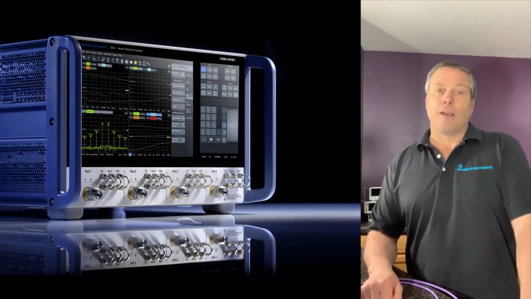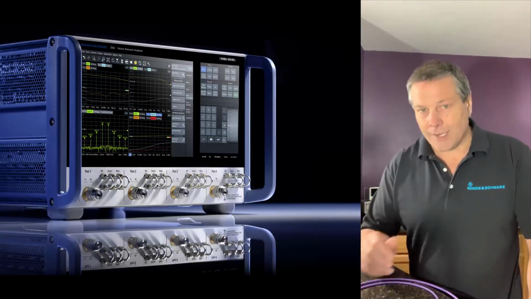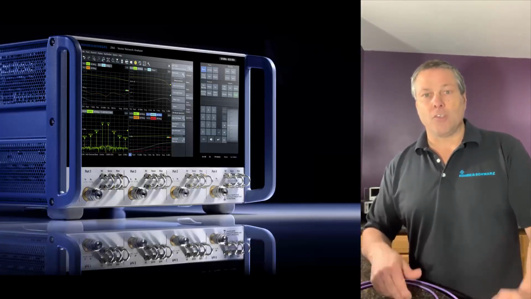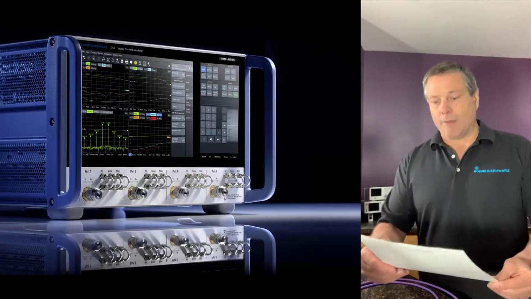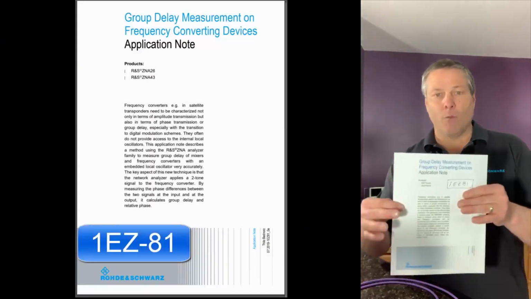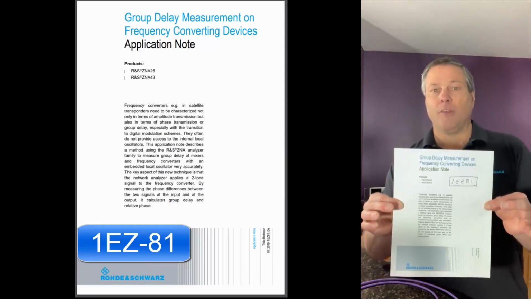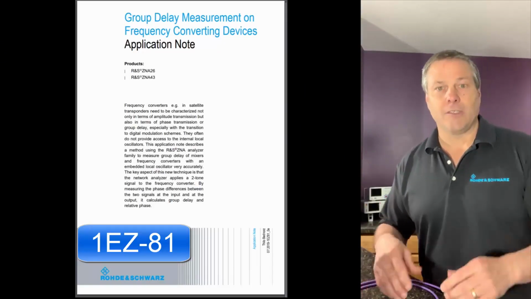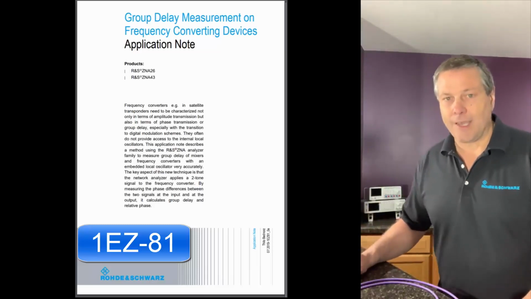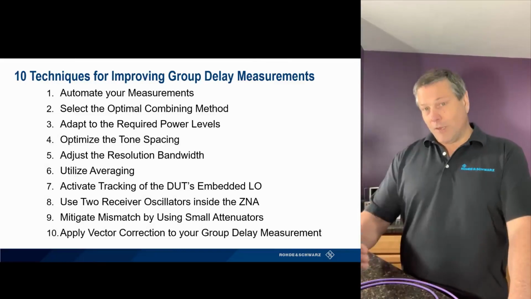And in particular, I'm going to use the option called K9, which is our two-tone technique for measuring group delay, to do these measurements. This option has been around for a while, and it's described in application note 1EZ81. So all the details that you need to know about this particular option for measuring group delay are in that application note, including the equations and the things you can do to optimize the setup. But we don't want to read an application note right now. We want to watch videos instead.